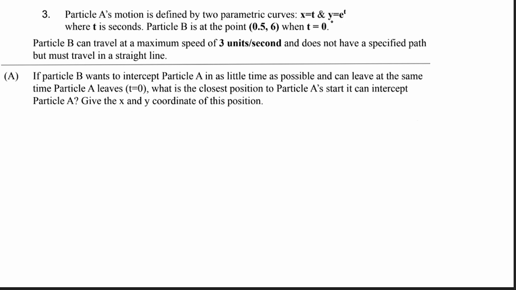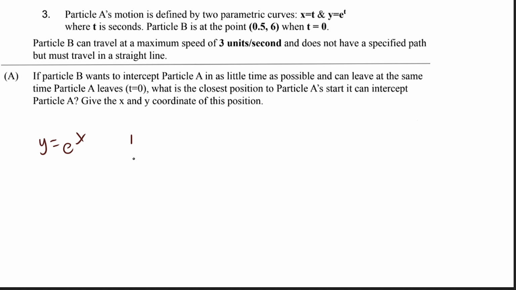The first thing I'm going to do is turn the parametric equations into y equals e to the x by eliminating the parameter. Since the first parametric equation is x equals t, we can substitute x in for t, and we get y equals e to the x. Now we can work in the xy plane with the point 0.5, 6.